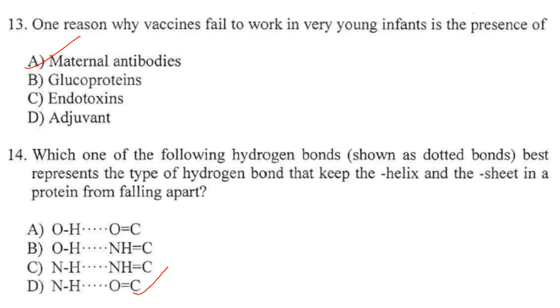Then next one. Which one of the following hydrogen bonds best represents the type of hydrogen bond that keeps the helix and the sheet in a protein from falling apart? So hydrogen bonding between the carbonyl group and the amino group of amino acids. So it is the N-H...O=C bond as in option D.